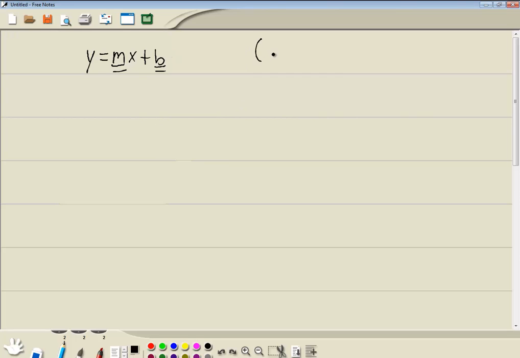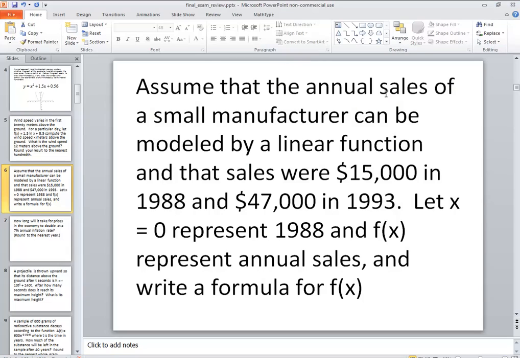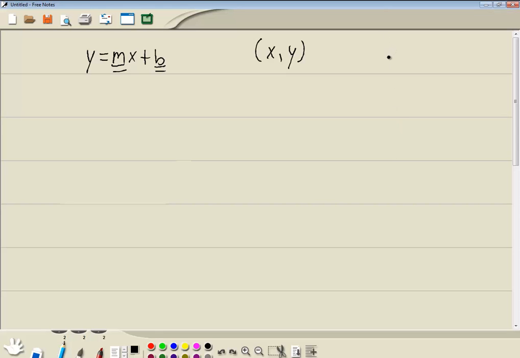What we're looking for is a set of points that would allow us to find m. So we're looking for x and y. Probably it's not going to be x and y though, so we have to figure out what we're dealing with. Okay, let's see. It can be modeled by linear function. Sales were this, and let x equals 0. Okay, f of x represents annual sales. So f of x is sales. I don't think the annual part has anything to do with it.